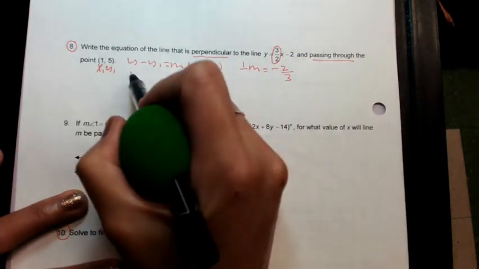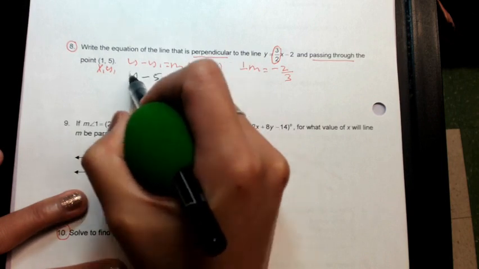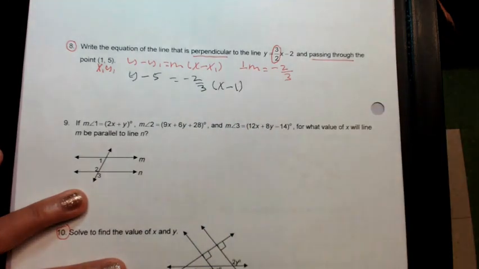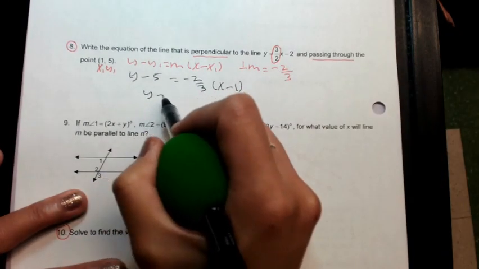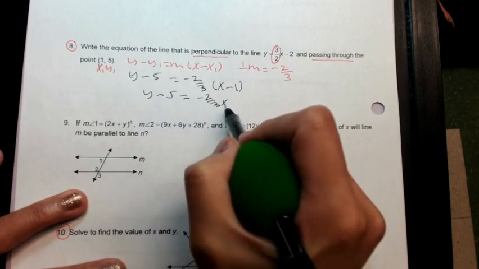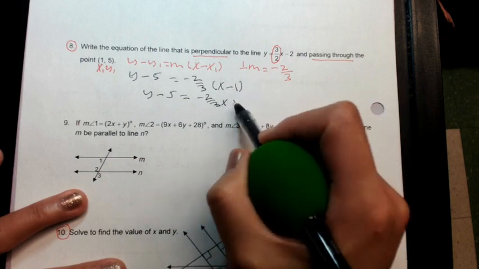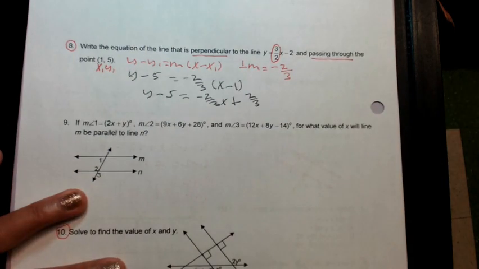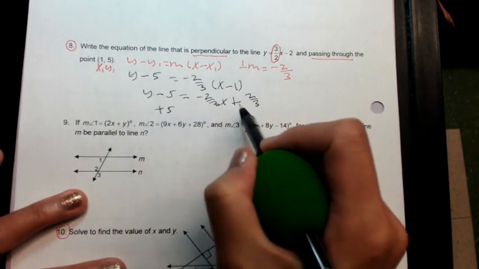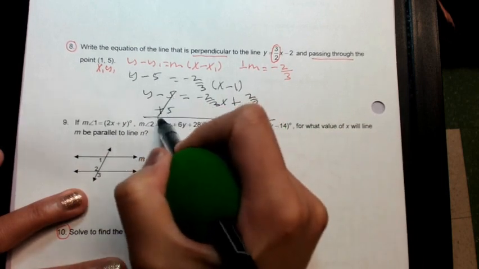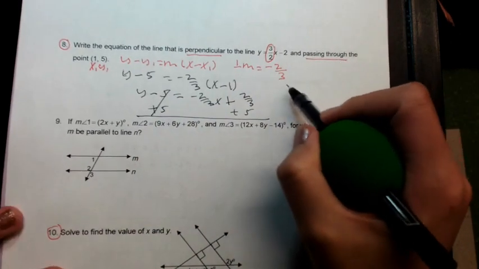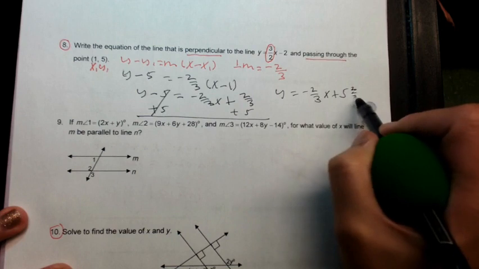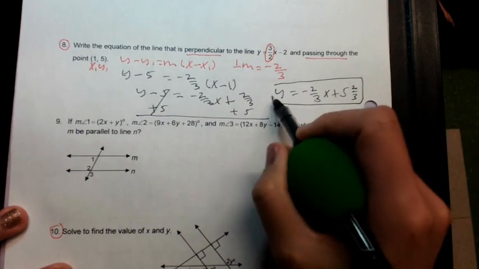So let's go ahead and plug it in. It says y minus 5, and my m is negative 2/3. Then I have x minus 1. Let's distribute. Y minus 5 is equal to negative 2/3 x. Now, any number times the negative 1 is going to be positive of that number. Especially if that number is also negative. And then we're going to do it on both sides. Add 5. So our last answer is y is equal to negative 2/3 x plus 5 2/3. If you want to make that improper, that's up to you.